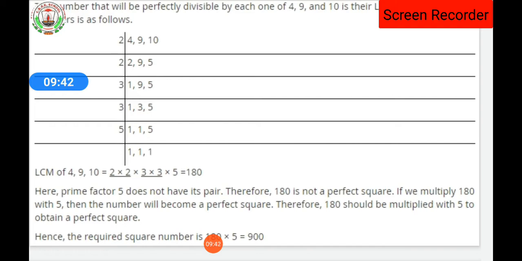To make it a perfect square, we have to multiply it by 5. So multiplying 180 into 5, you will get the required answer as 900. Hence the required square of 180 into 5 is 900.